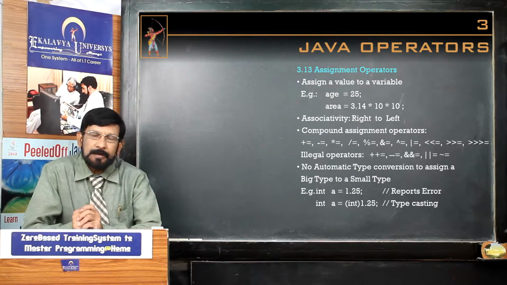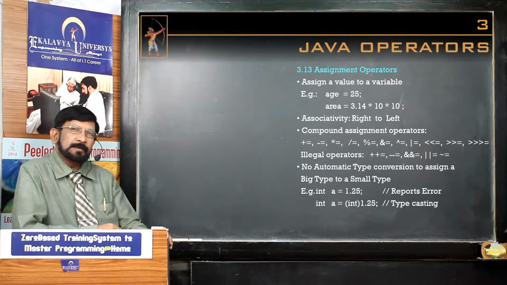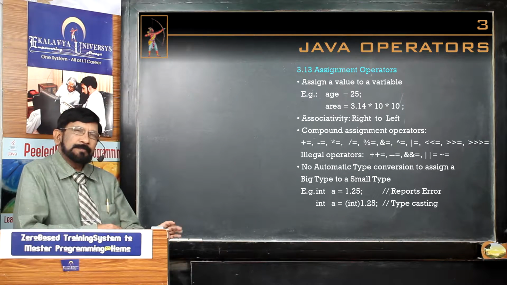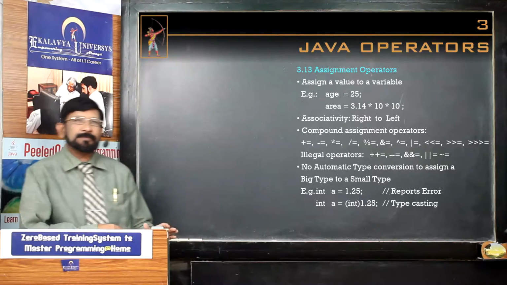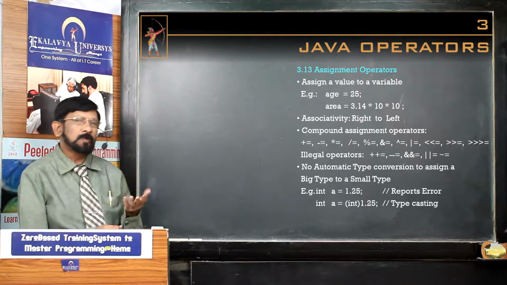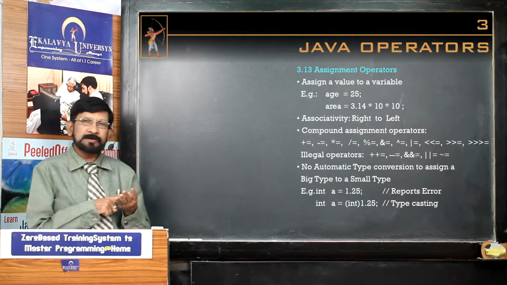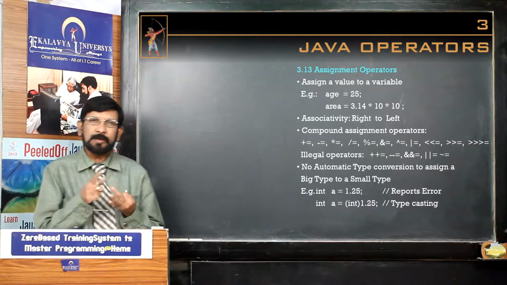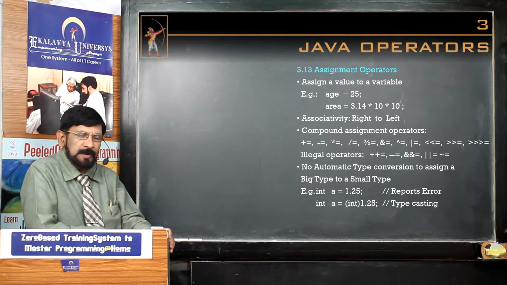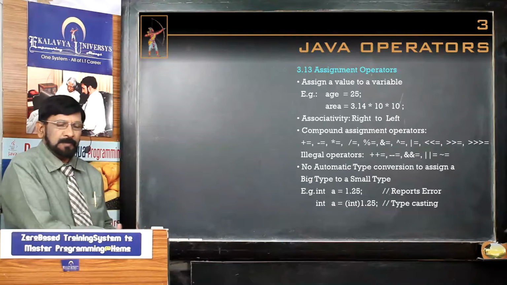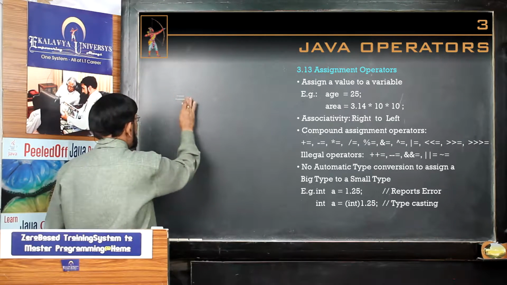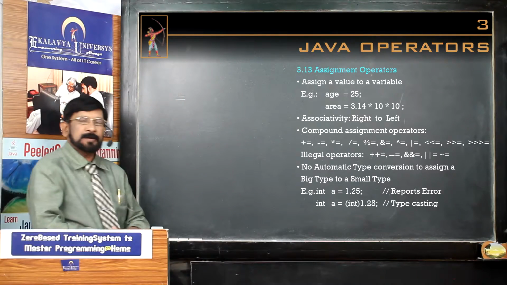Hello friends. Now let us take up the concept number 13, 3.13, assignment operators. These are the fifth category of operators. Already I explained the features and functionalities of four types of operators: arithmetic operators, relational operators, logical operators, and unary increment and decrement operators. These are the fifth type of operator, the assignment operator. You know only one operator as the assignment operator.